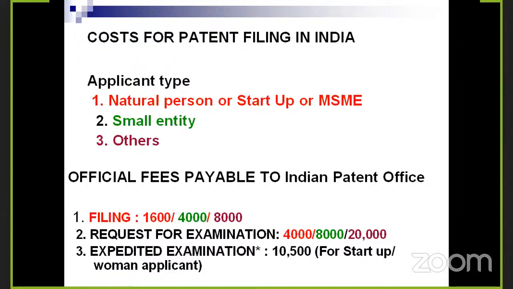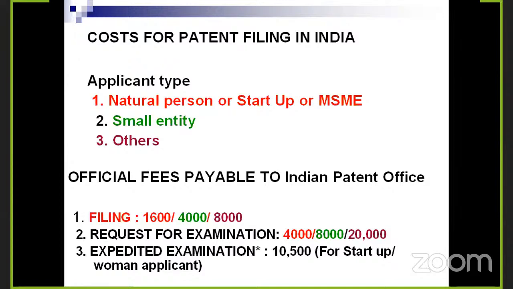So these are the 3 types of applicants, and this expedited examination route is available for either startups, because the Indian government wants to promote the startup ecosystem in India. So startups are given this facility, or else the women applicants. So let's suppose you're filing a patent in your name and you add a woman as a co-applicant. Then by adding that woman as a co-applicant, you are also eligible to apply for a fast track examination. So these are 2 ways: either startups or companies with women as co-applicants.